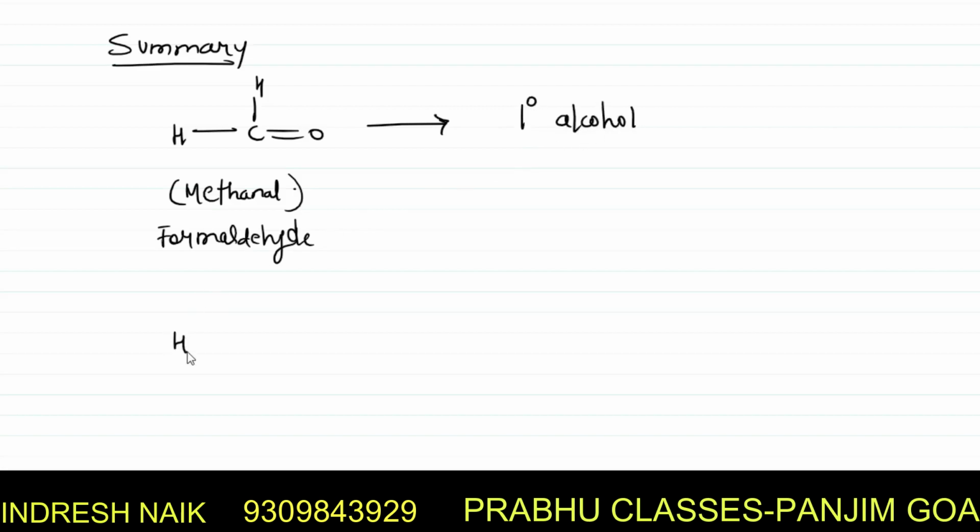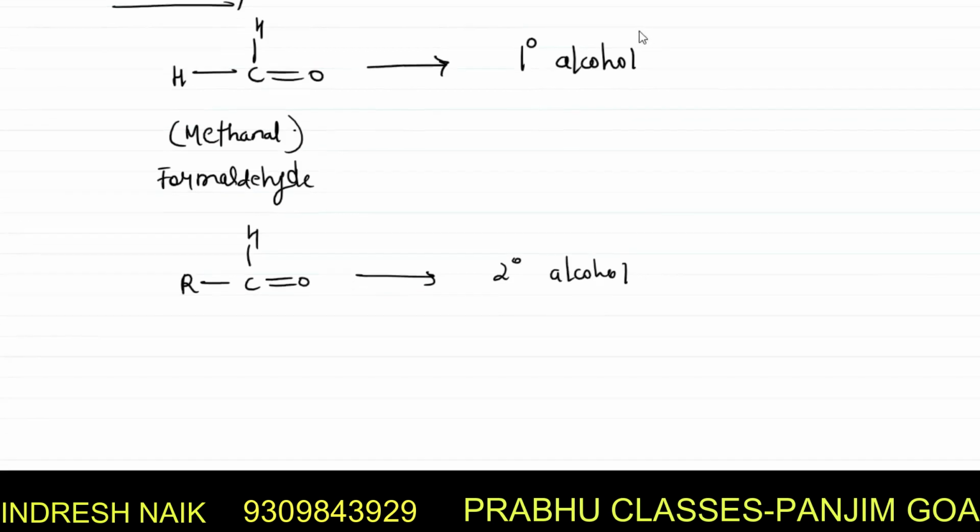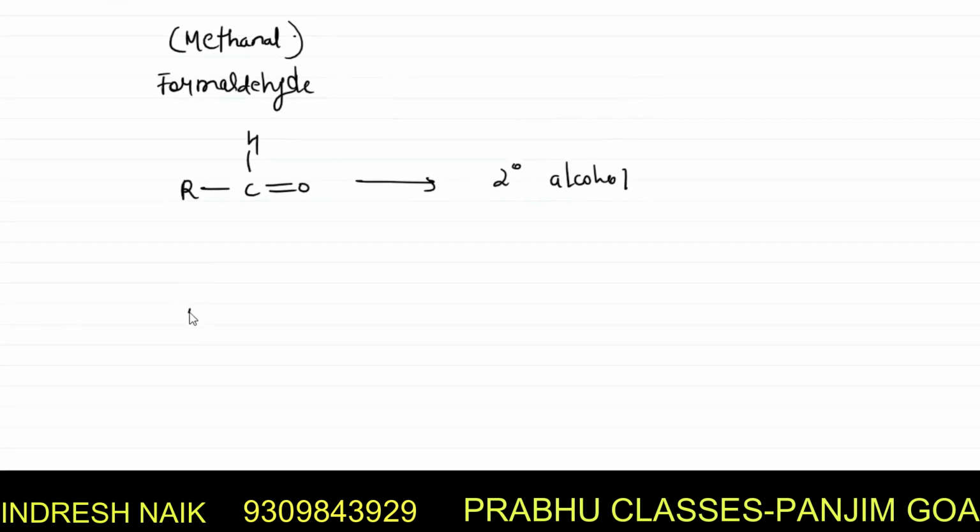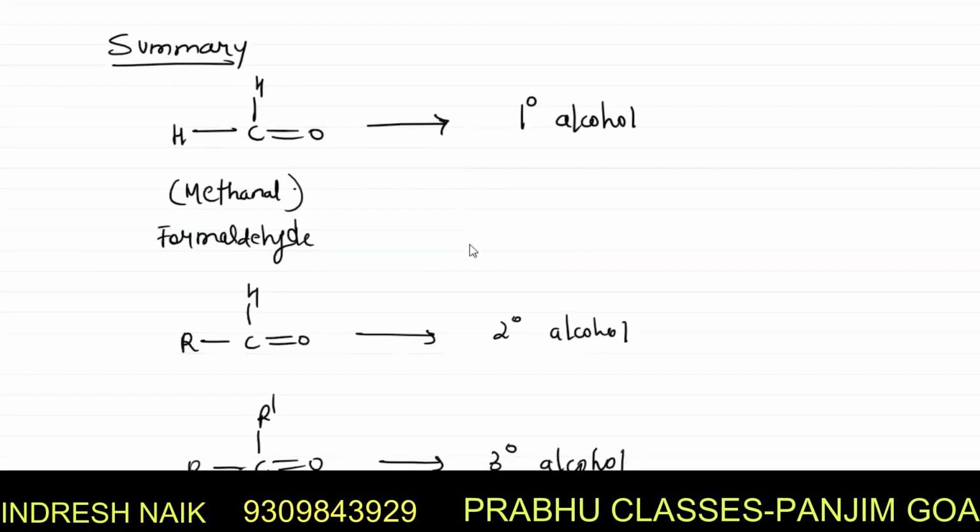If you choose this to be an aldehyde, the product you get is a secondary alcohol. And if you choose this to be a ketone, then what you get is a tertiary alcohol. The whole reaction is very simple. This is the whole summary of the reaction of the carbonyl compound with a Grignard reagent.